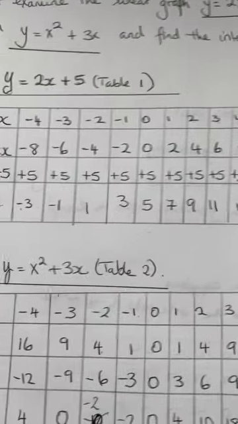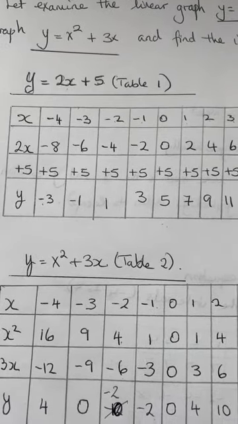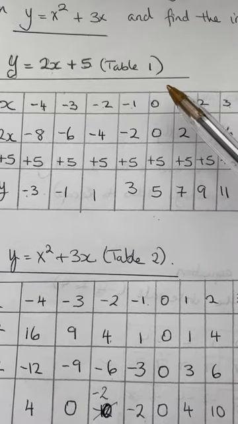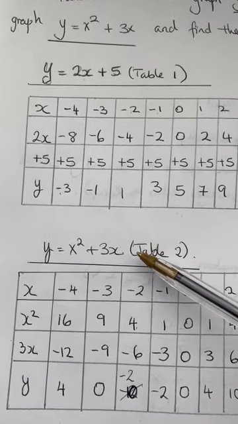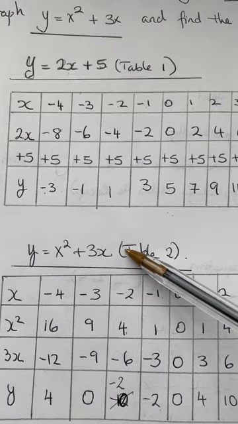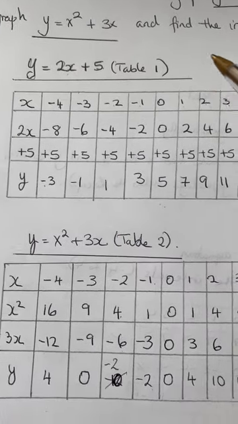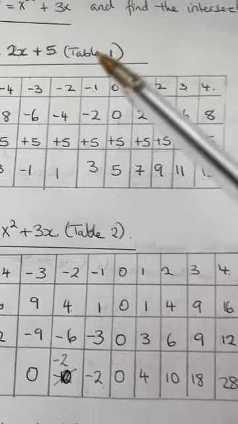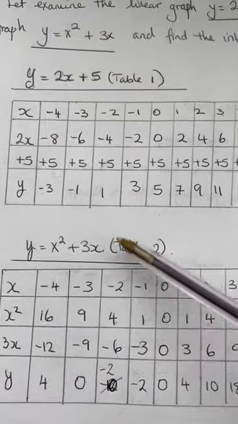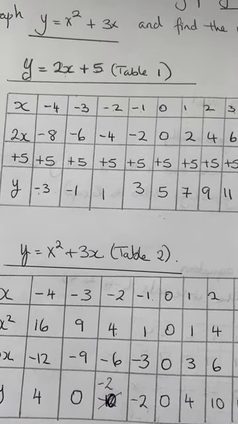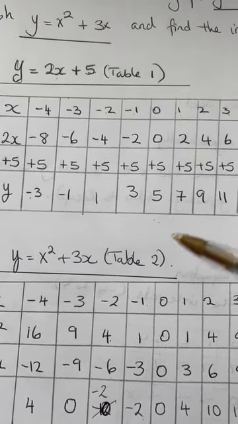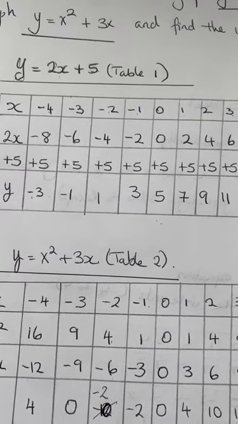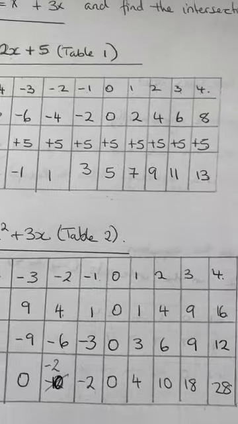So now what I did is I did the table as we saw in the starter for the linear graph and the quadratic graph. The interval for x is minus 4 to 4 for both graphs. So on the x axis, I'll have an interval of minus 4 to 4.